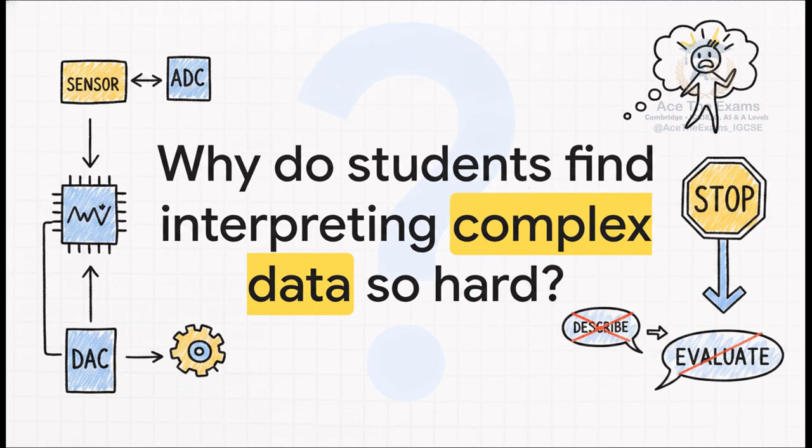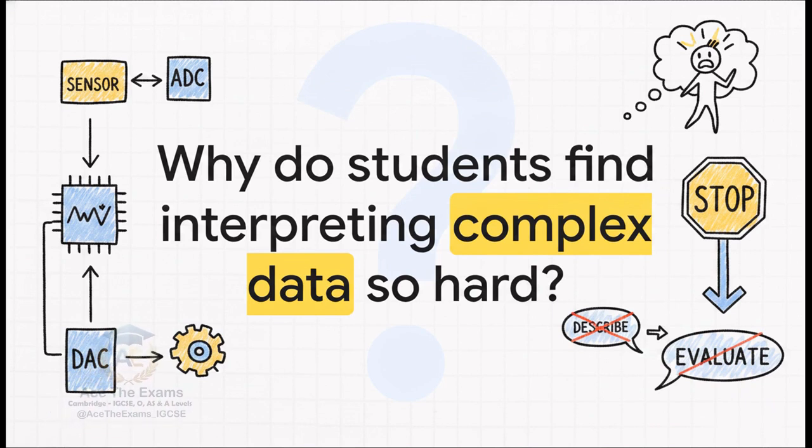So I want to pose this direct question to you. Why do students find interpreting complex WSAN data so incredibly hard? It's a genuine knowledge gap that we see year after year in the examiner reports. The examiners know this topic is dense. You are dealing with continuous data from sensors, analog to digital converters, microprocessor logic, digital to analog converters, and mechanical actuators. And it's all happening in a continuous real-time feedback loop. When students see all this complex data, they panic, they rush. And rushing leads to the absolute cardinal sin of Cambridge exams, missing the crucial command word requirements.